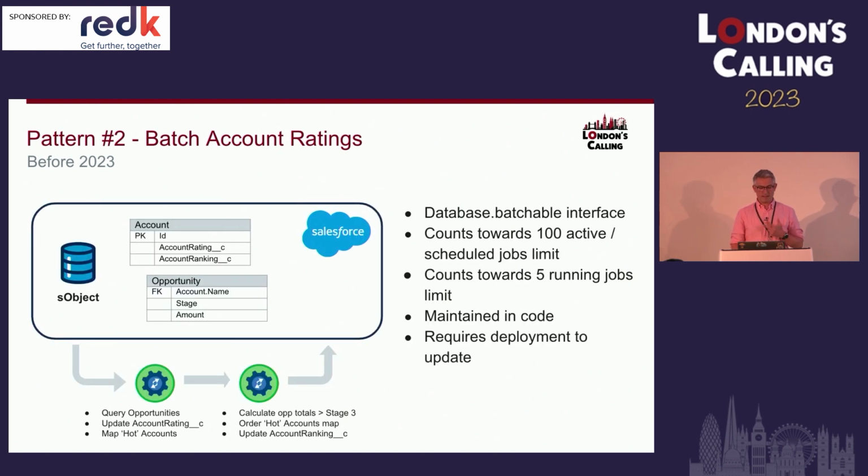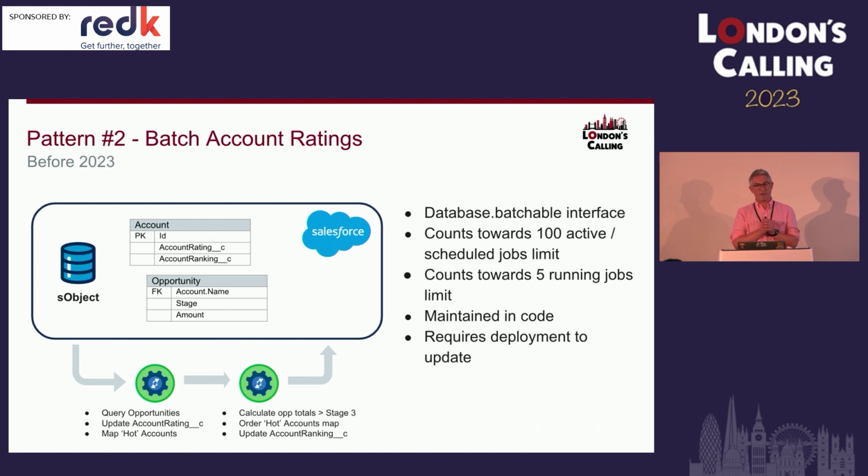So how would I do that before 2023, before Data Cloud? I'd probably be doing quite a bit of coding here. I am going to take my sObject and write some batch classes. I am going to query the opportunities. I'm going to update the account rating to hot, and then I'm going to store all of those hot accounts in a map. The next thing I'm going to do is calculate the opportunity totals of those that are over stage 3. I'm going to order the hot accounts map according to those opportunity totals, and then I'm going to update the account ranking based on the stack ranking that I've created.